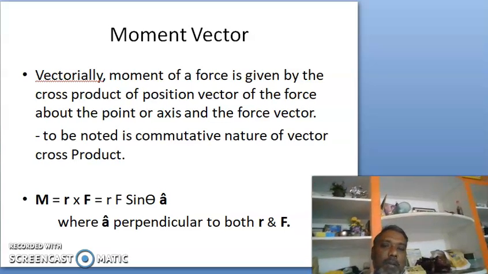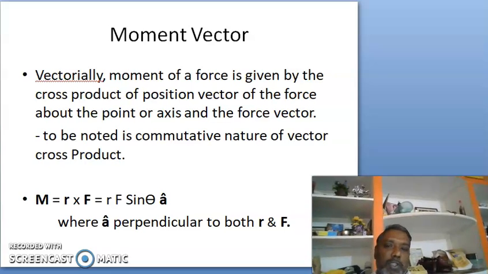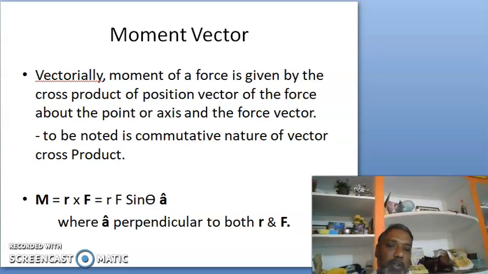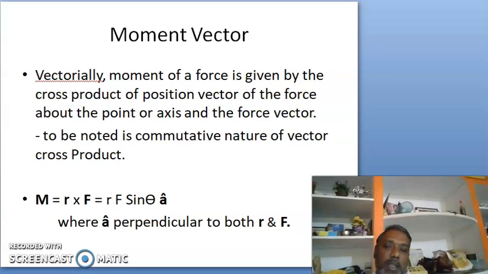Moment vector. Vectorially, moment of a force is given by the cross product of the position vector of the force about the point or the axis, with the force vector. To be noted here is the non-commutative nature of the vector cross product. Here the moment vector M vector is equal to r vector cross F vector, which cannot be written as F vector cross r vector. So the vector product is non-commutative and we have to use it in the same order given here.